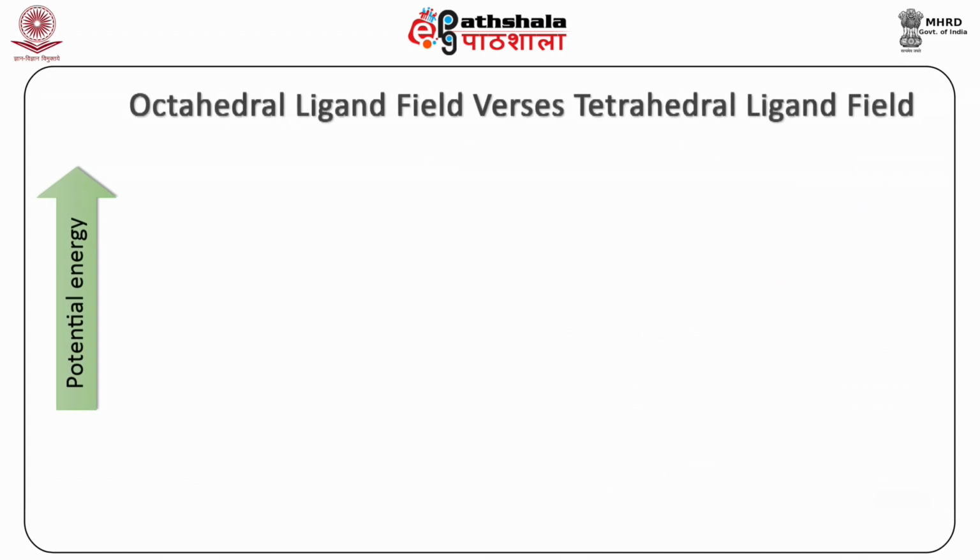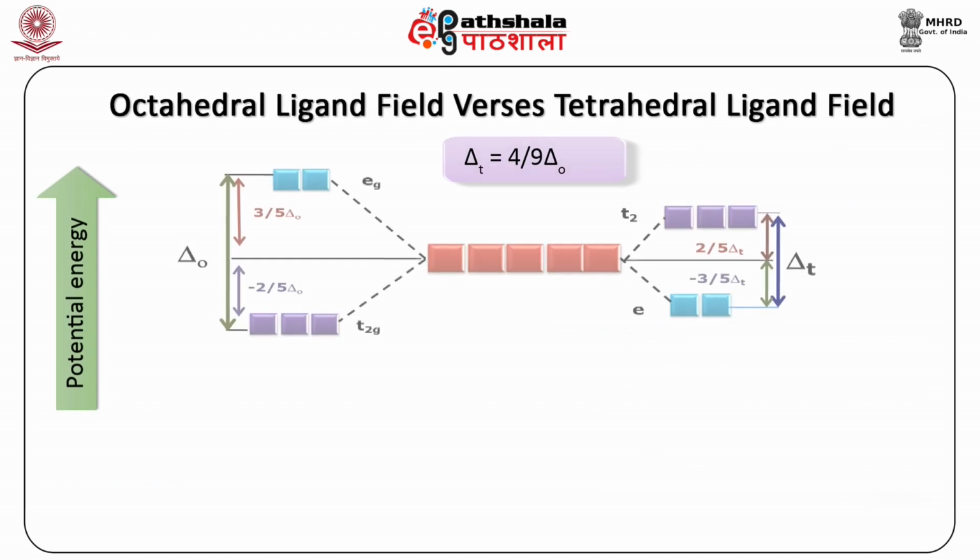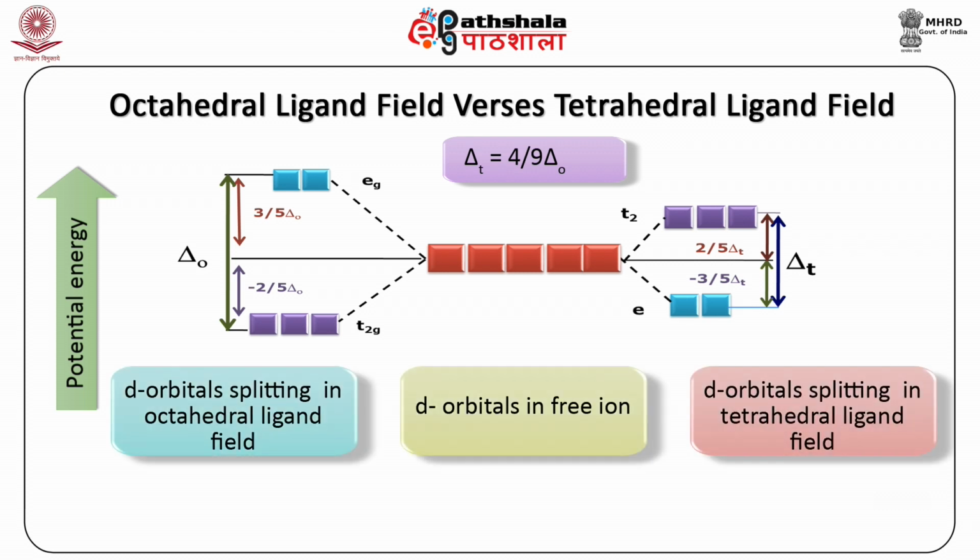The value of the tetrahedral splitting parameter delta t is equal to 4/9 times delta naught, that is, the octahedral ligand field splitting parameter. The tetrahedral ligand field splitting parameter is smaller as compared to the octahedral ligand field splitting parameter. This is due to the fact that the relative degree of interaction between the point charge representing the ligand and the orbitals is small in the case of tetrahedral orientation as compared to the octahedral field.